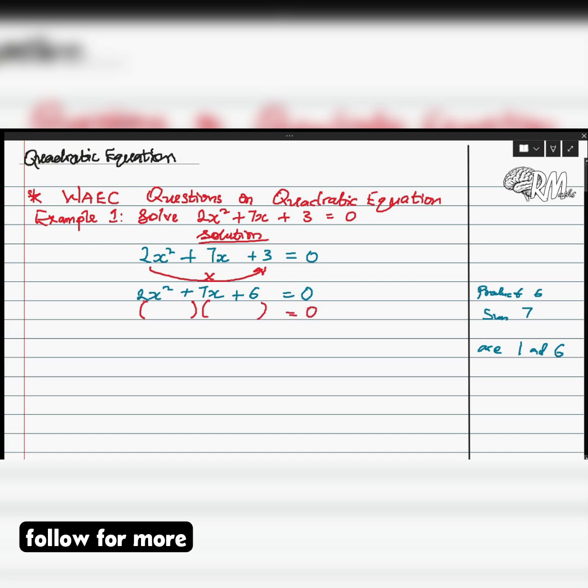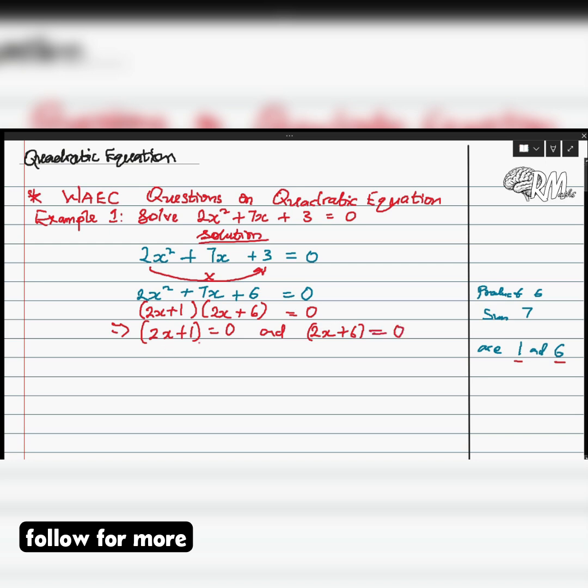So this time I'm going to write my 2x here, then 2x here. Then the next thing, I'm going to put my two numbers. Remember, they are positive numbers, so we have plus 1 and plus 6. So finally, I will equate each bracket with 0. So I have 2x plus 1 equals 0, and 2x plus 6 equals 0.